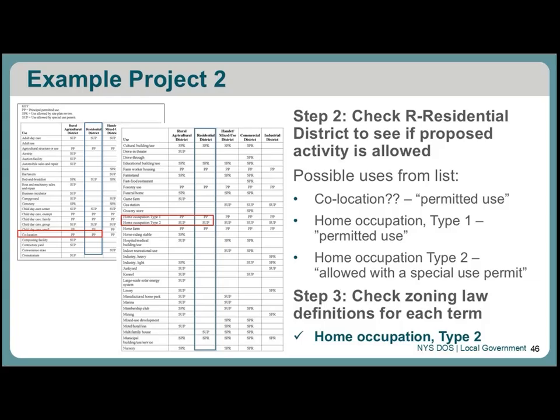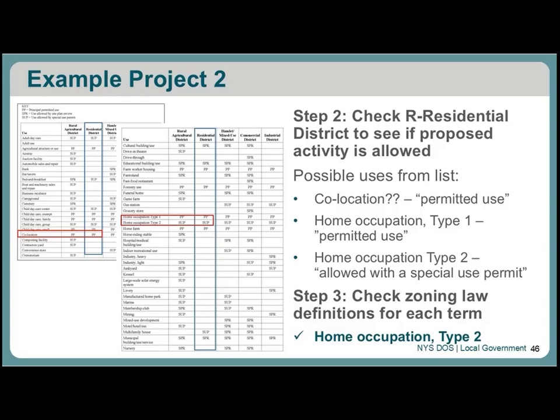So then the next step would be to look at the definitions of these three uses to see whether or not they would pertain. The co-location definition, it turns out, had to do with cell towers, which is not surprising. So that is obviously nothing to do with having a salon in a home. Then the definition of home occupation type 1 did talk about many aspects of what this applicant is proposing, but was silent on the issue of whether or not you could have customers.